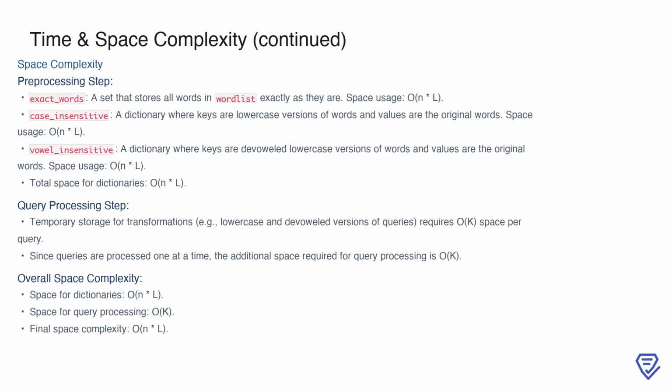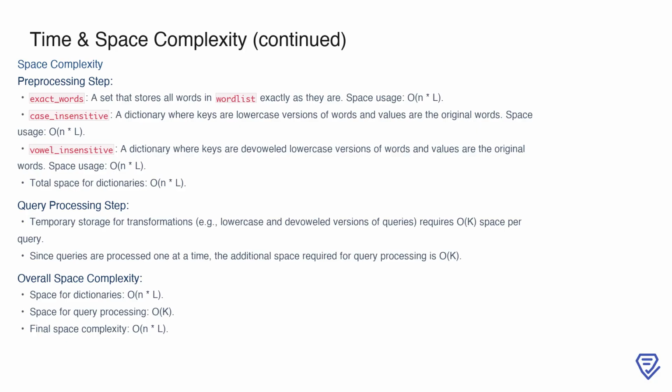For the pre-processing step, we store the original words in the exact_words set, which takes O(n*L) space because it stores all n words with their average length L. Similarly, the case_insensitive dictionary maps lowercase representations of words to their original versions, also requiring O(n*L). The vowel_insensitive dictionary, which maps devoweled lowercase words to their originals, has the same space requirement. Thus, the total space required for these dictionaries is O(n*L).